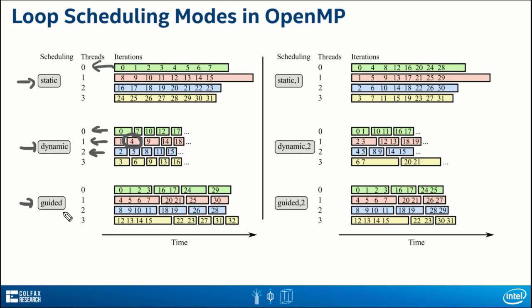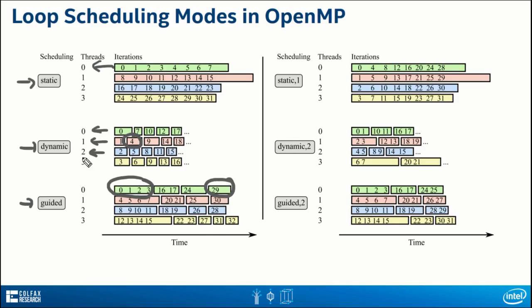There's also the guided mode that tries to find the best of the static and dynamic modes. It also dynamically assigns iterations to threads. But it begins by handing out large chunks of iterations to minimize the scheduling overhead, and towards the end, the chunks get smaller and smaller.